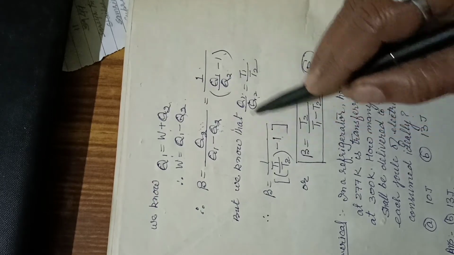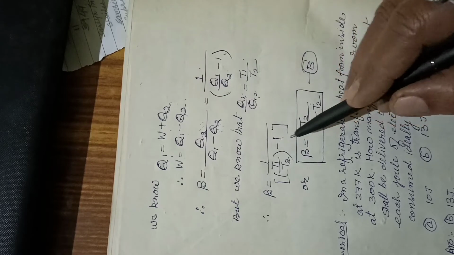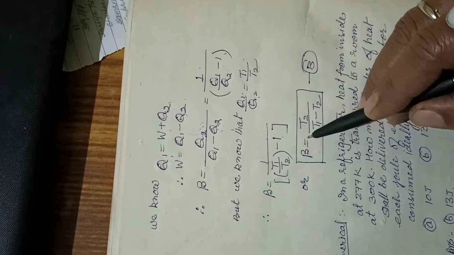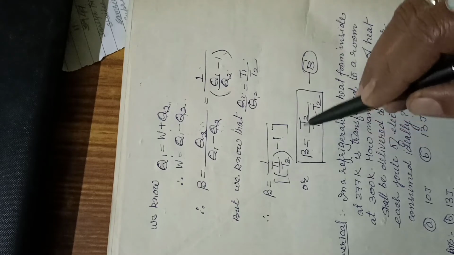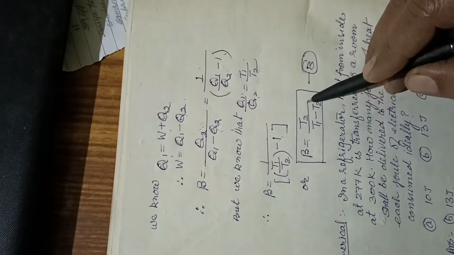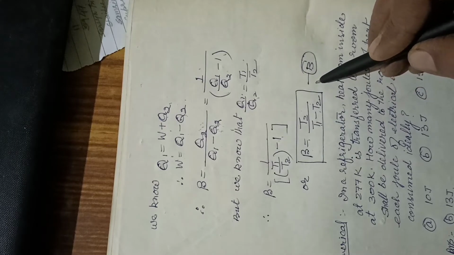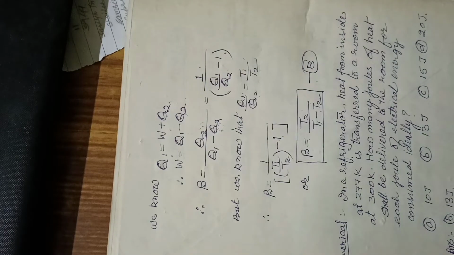From here you can see this. So ultimately solving, we are getting beta, which is the coefficient of performance, equals T2 upon T1 minus T2. So this is the ultimate formula for this.